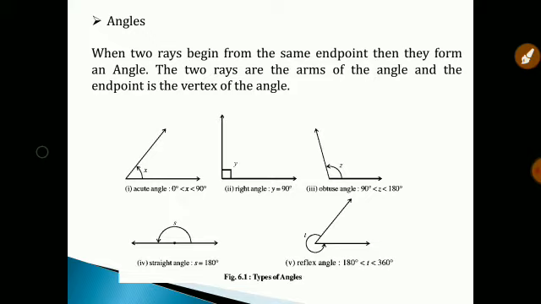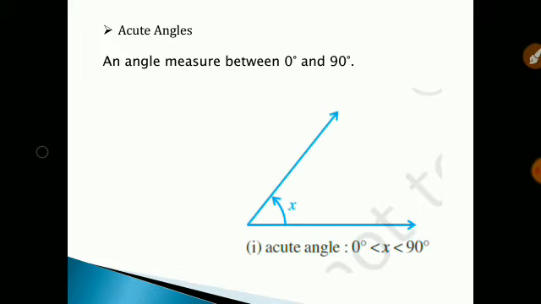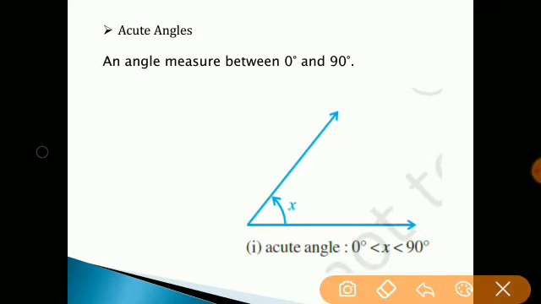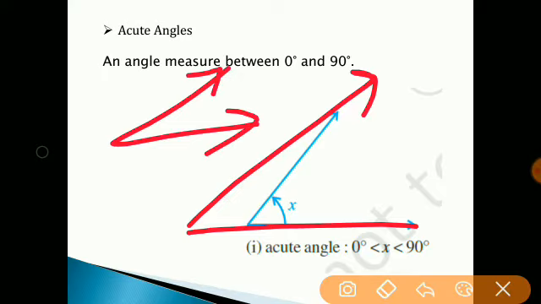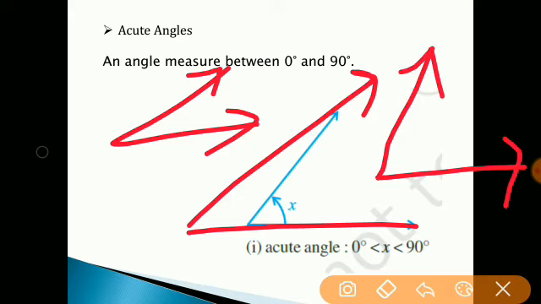Let us see different types of angles. Number 1, acute angle. An angle measured between 0 and 90 degrees. If any angle like this is less than 90 degrees but greater than 0 degrees, we can say that it is an acute angle. We can draw like this also. This is also an acute angle. This one is also an acute angle. So simply an angle which measures between 0 and 90 degrees is called an acute angle.